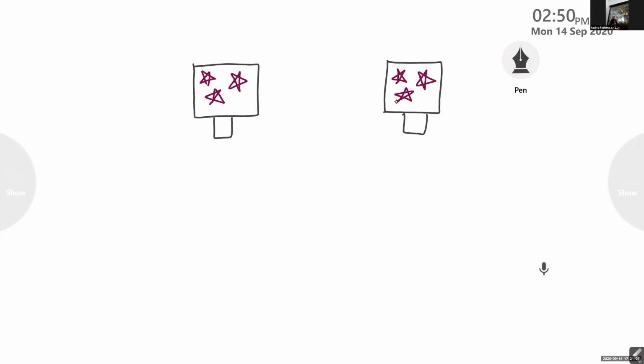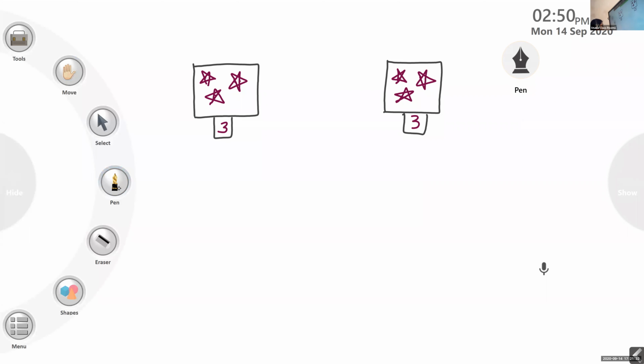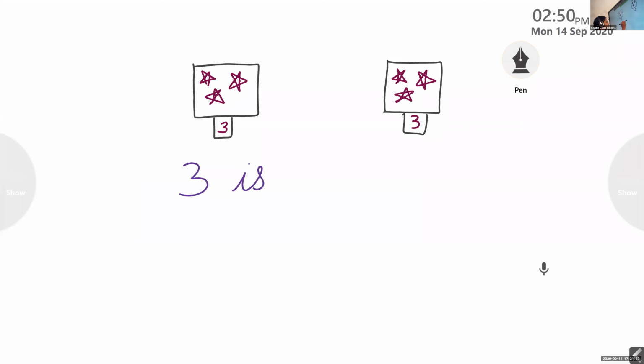How many stars are there in each box? Both boxes have 3 stars. 1, 2, 3. So we can write the number 3 here. 1, 2, 3. Here also we can write the number 3. So both boxes have 3 stars each. Okay, so both sides it is equal. We can write 3 is equal to 3.